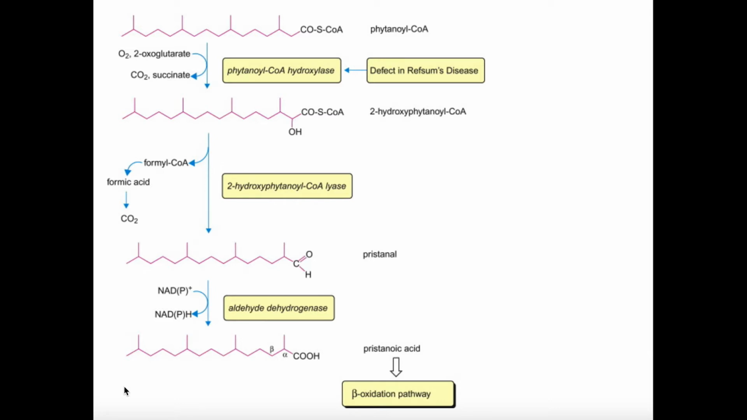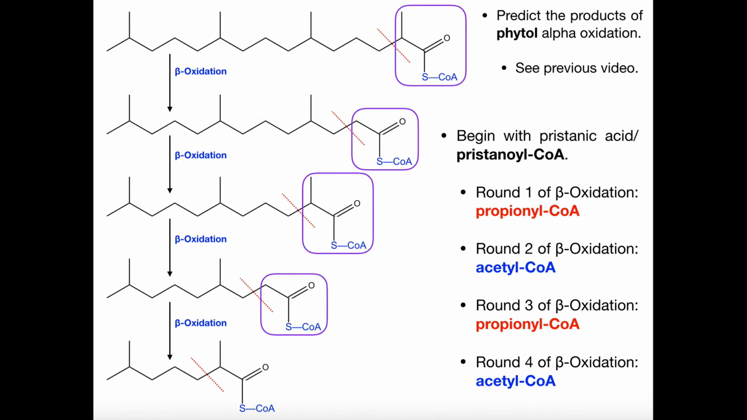several times. But if we do beta oxidation on this, we're not going to get just a bunch of acetyl-CoAs. We'll get some. But what I want to do in this video is dissect this pristanoic acid and predict the products of what we would get if we performed beta oxidation on it. So this molecule up here is pristanoic acid ligated to coenzyme A. So it's of course Pristanoyl-CoA.